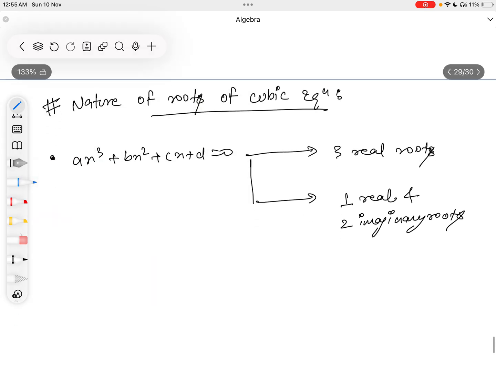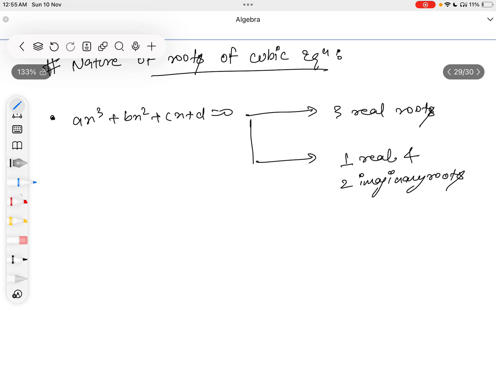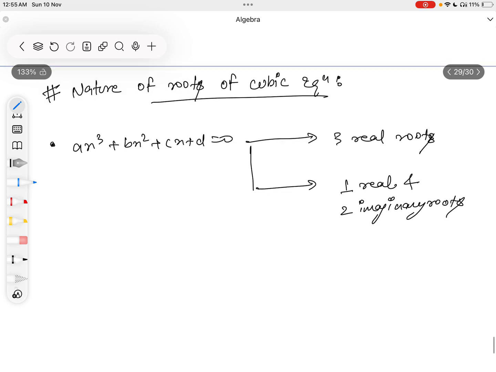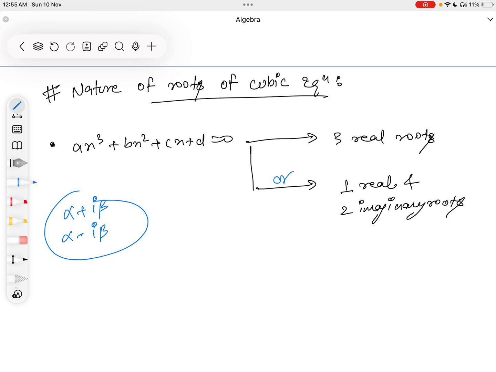Because if you remember in the last lecture when we discussed quadratic equations, I told you that imaginary roots always exist in pairs. So if you have one root as alpha plus i beta, then you have to have your second root as alpha minus i beta or vice versa. So they will always exist in pairs. That is why you either have all three real roots or one real and two imaginary roots.